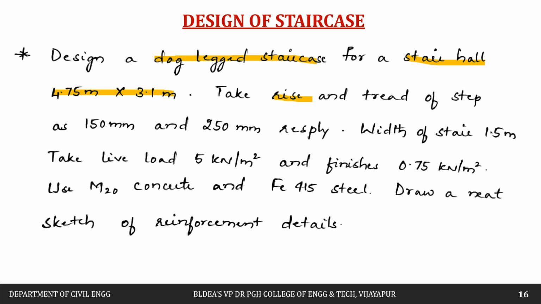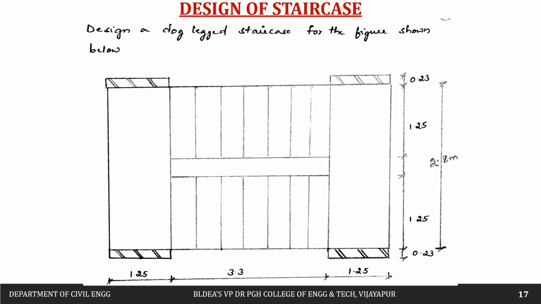We are going to have a riser and tread of step as 150 mm and 250 mm respectively. Width of the stair is 1.5 meters. Live load as 5 kilonewton per meter square. Floor finish as 0.75 kilonewton per meter square. We have to use M20 grade of concrete and Fe415 steel. So after the end of this design, we will try to do the detailing of this staircase. So let us try to see.